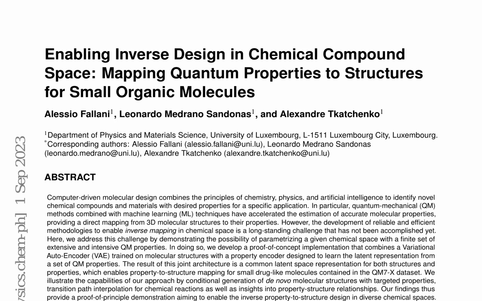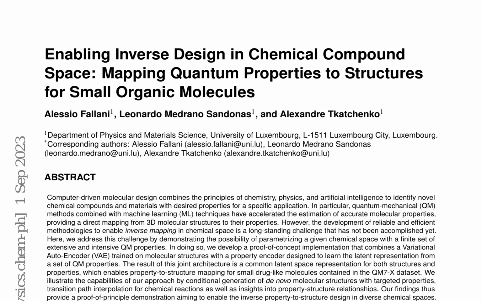The research introduces a novel approach to inverse design in chemical compound space, combining quantum mechanics methods with machine learning techniques. It focuses on using a variational autoencoder and a property encoder to create a common latent space representation for molecular structures and properties. This approach enables property-to-structure mapping for small drug-like molecules within the QM7X dataset.